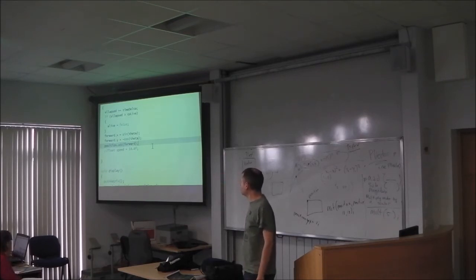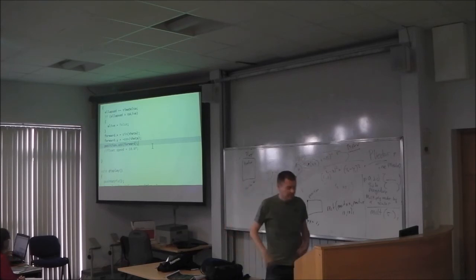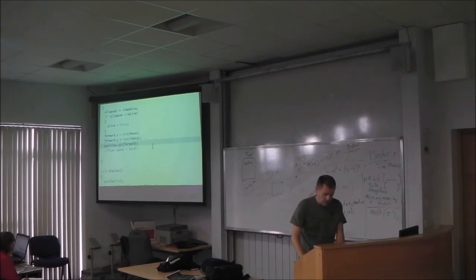What I want to do is take the forward vector, multiply by the speed, and then add to position. So what you can do here is you can go forward.mult the speed. So this was the scaling thing that I talked about earlier.